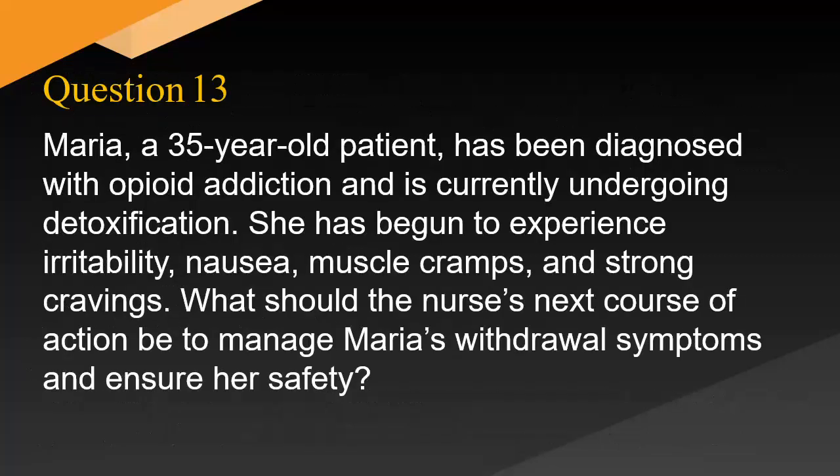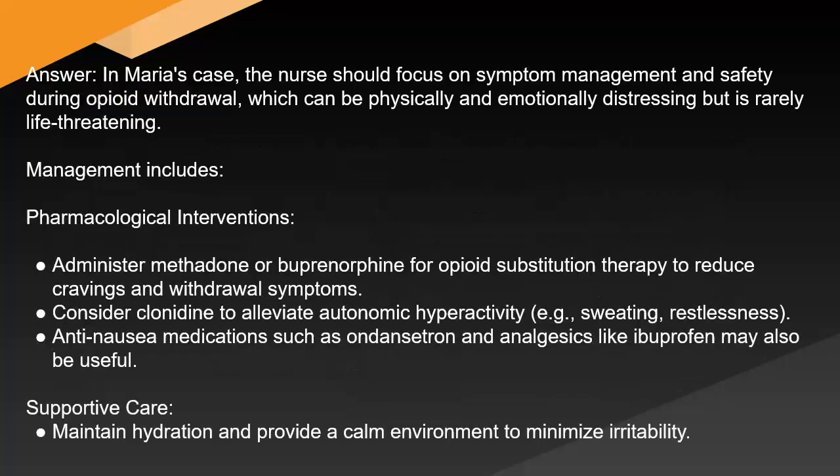Maria, a 35-year-old patient, has been diagnosed with opioid addiction and is currently undergoing detoxification. She has begun to experience irritability, nausea, muscle cramps, and strong cravings. What should the nurse's next course of action be to manage Maria's withdrawal symptoms and ensure her safety? Answer: in Maria's case, the nurse should focus on symptom management and safety during opioid withdrawal, which can be physically and emotionally distressing but is rarely life-threatening.